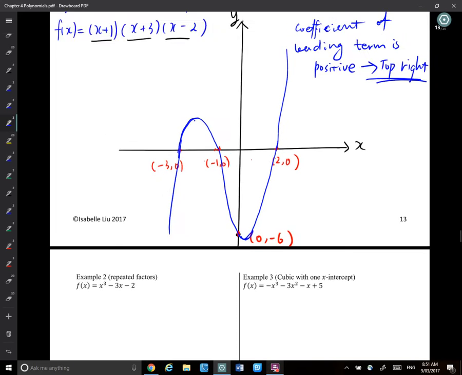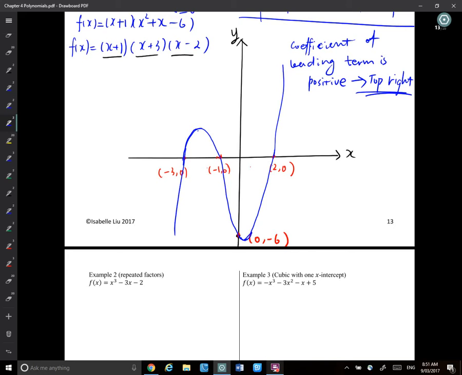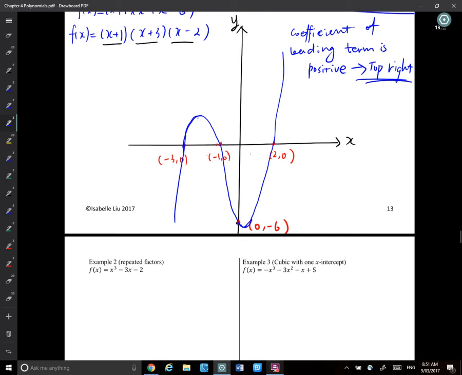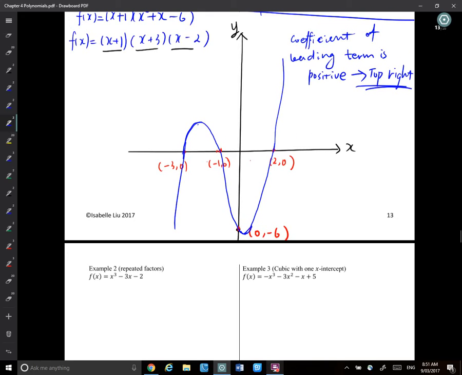Okay, and it's like a perfect graph now. I have all the x-intercepts labeled, all the y-intercepts labeled, and that's it. So this one is a fully factorized form, fully factorized for your f(x). You have 3 different linear factors.